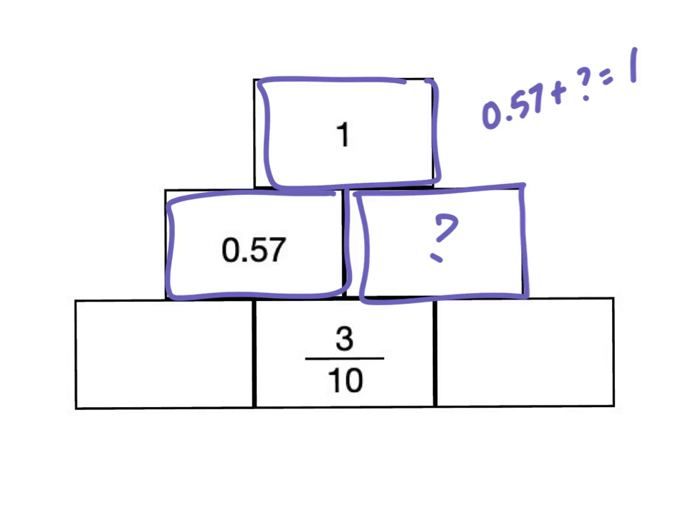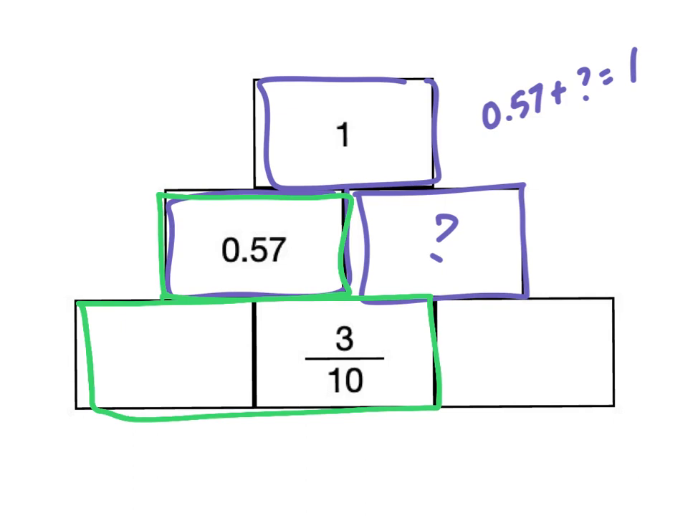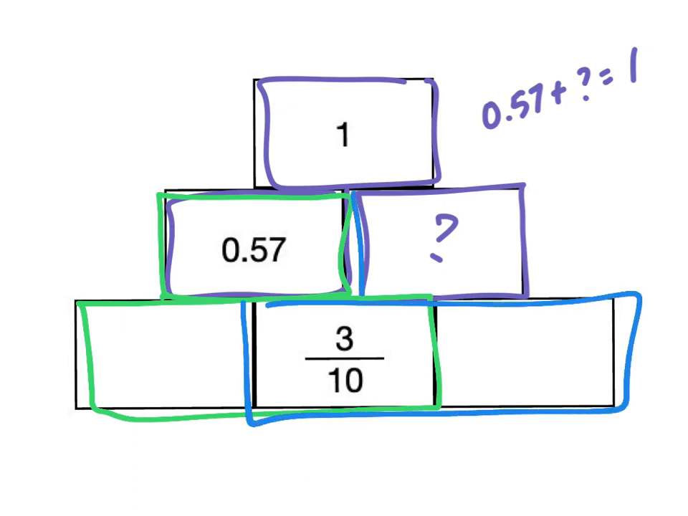Now, also, this pyramid kind of continues. So these two boxes are going to add together to equal this one. And these two boxes are going to add together to equal this one. So you can think of each box as the sum of the two boxes directly below it. Okay, so let's solve this one together.